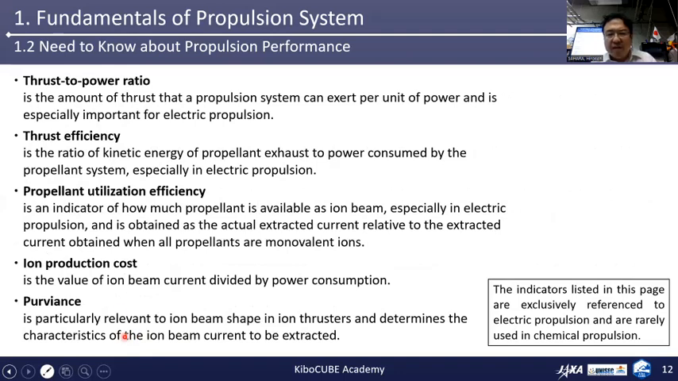The indicators on this page are particularly important in electric propulsion. Thrust to power ratio is related to a specification of the power supply. Conversely, the specification of power supply and specified time to mission accomplishment will almost always determine which electric propulsion system is selected.